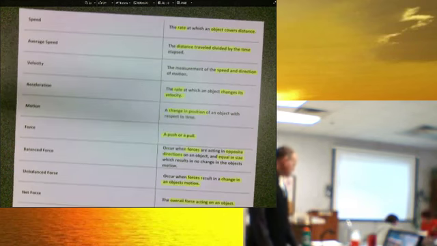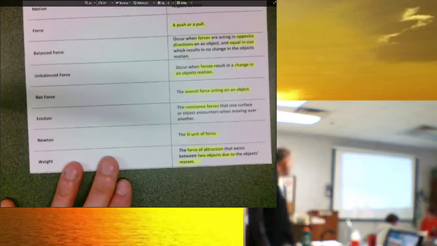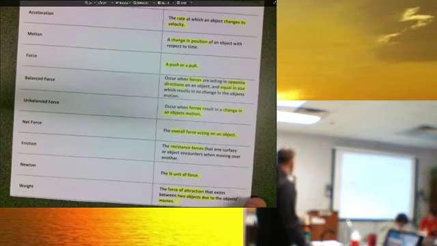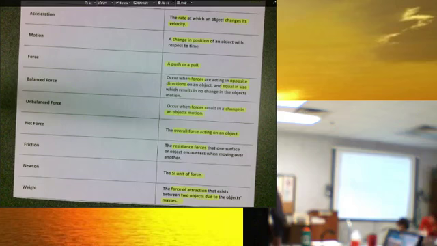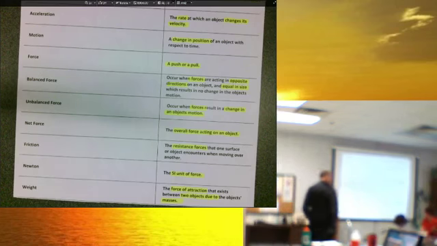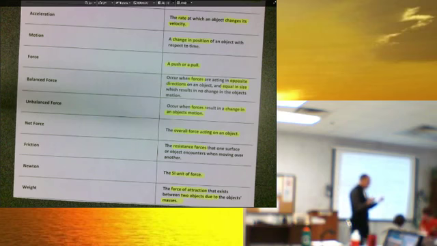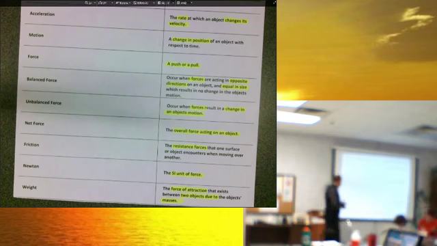Net force. Net force is the overall force acting on an object. We could have 6 people pulling on a box. We might have to add and subtract those forces to get the net force on the box. If the people are pulling in the opposite direction, would we add them or subtract them? We would subtract them. If the people were all pulling in the same direction, what would we do to the forces? We would add them. That's just common sense. Okay?